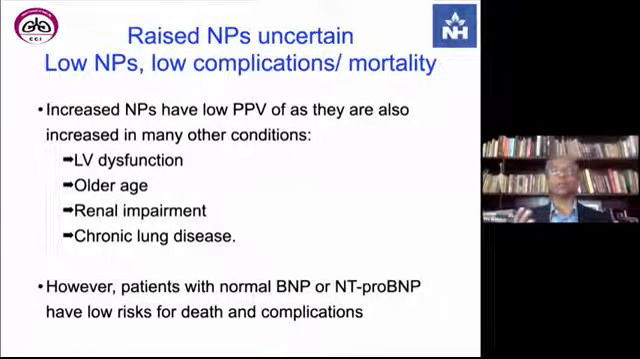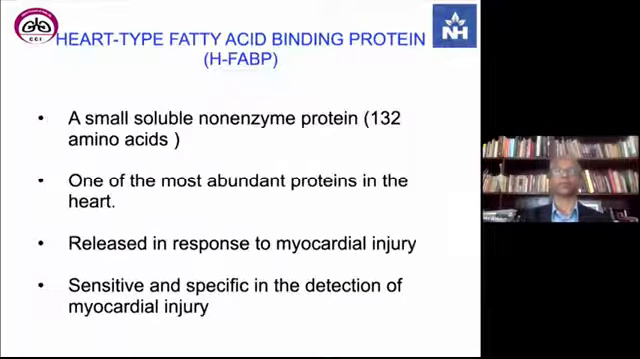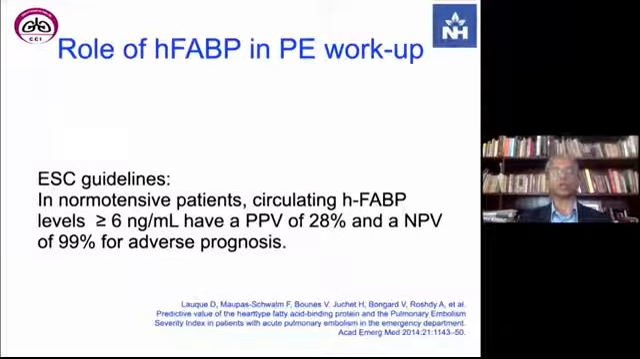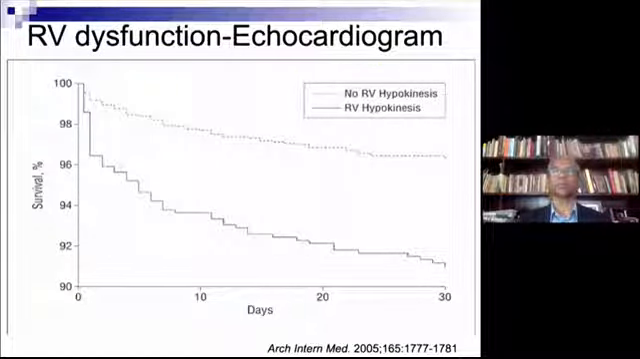However, NPs, natriuretic peptides, can rise in many conditions, and we know, however, that it has a good negative predictive value. If you have a low natriuretic peptide, there's a low risk of complications and mortality. Raised ones don't have as good a predictive value. I'm not going to go into the fatty acid binding protein, which is the heart type, because we don't have it in most places, but it seems to also have a very, very good negative predictive value for an adverse prognosis. So we go on to echo, which is available in most emergency rooms and most ICUs these days.